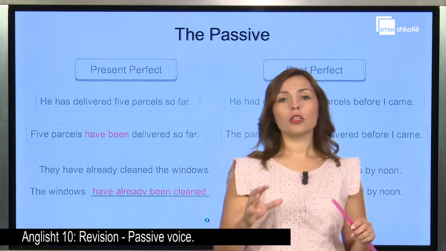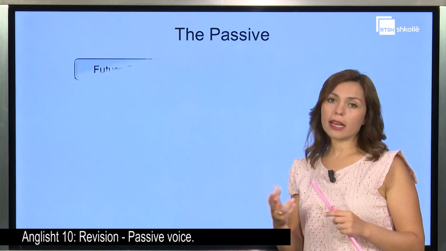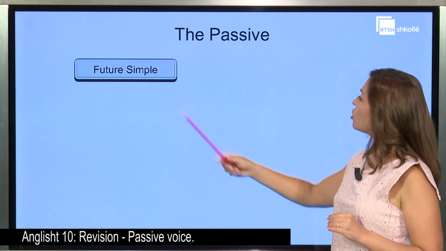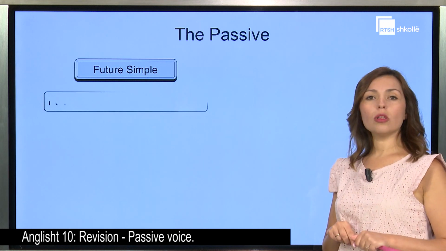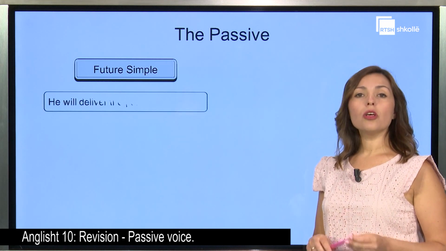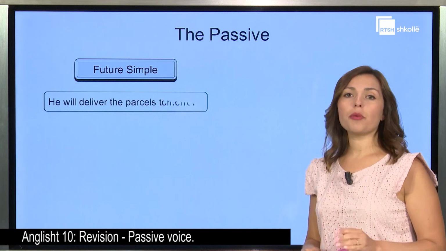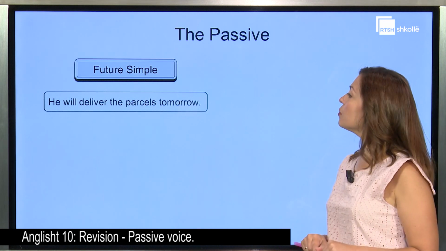We're going to see two more tenses. So the future simple, first of all. When we're talking about the future, the word will comes directly to our minds.